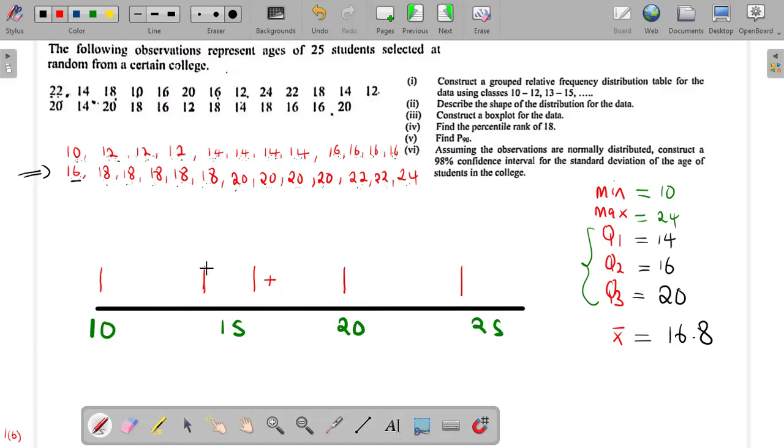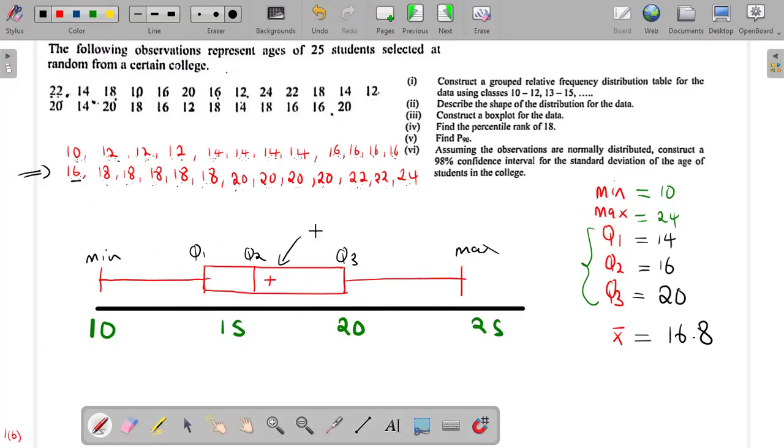All right, so now we just have to connect the three lines in the middle like that, and then you draw whiskers that connect to the maximum and to the minimum. So this here is going to be my minimum. This will be Q1. This will be Q2. This here will be Q3. This here will be my maximum. And this one indicated with a plus will be my X bar. That will be my mean.